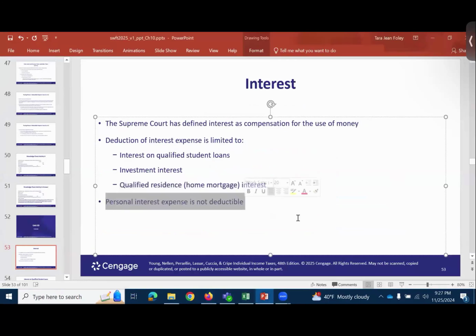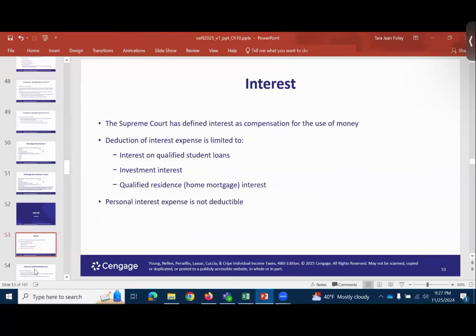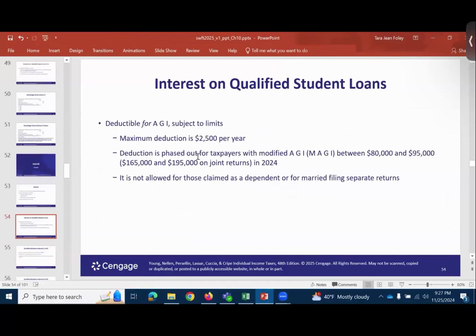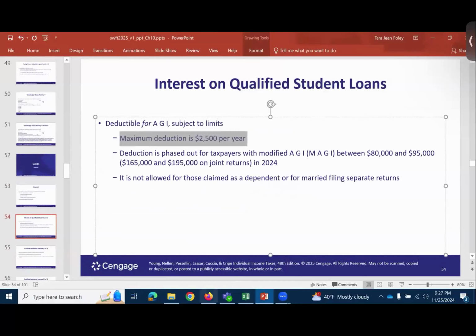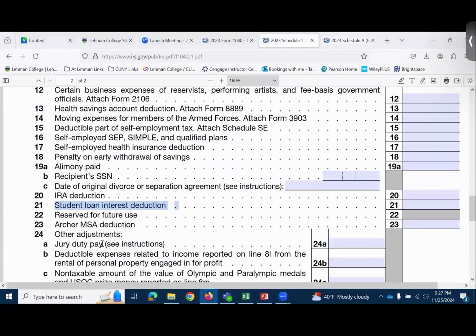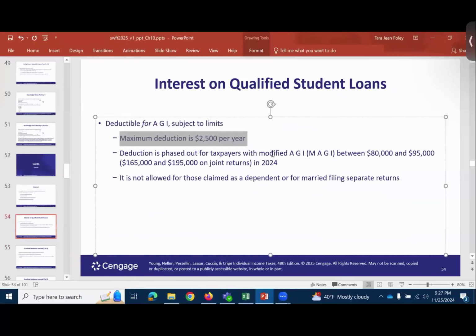Personal interest expense is not deductible. You buy a car and you have to pay a car loan. That interest is not deductible. It's personal interest. For qualified student loans, the maximum deduction is limited to $2,500 per year. So on your Schedule 1, this line cannot be more than $2,500. And it also phases out when your modified AGI or MAGI is between these amounts.